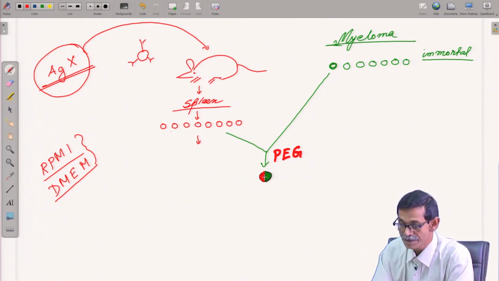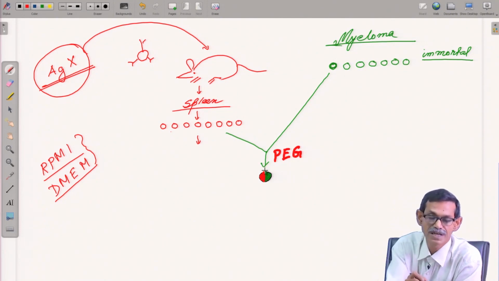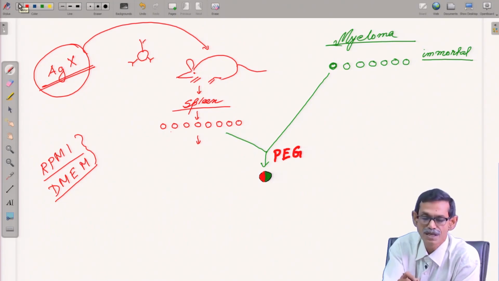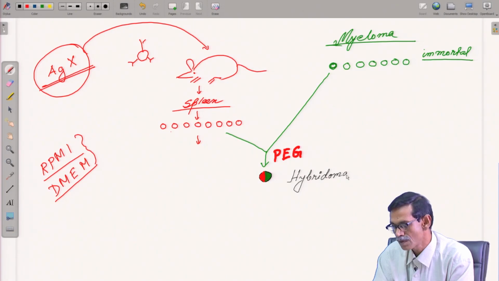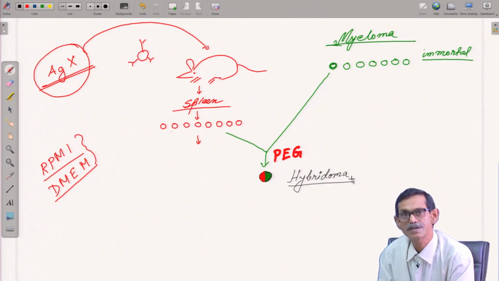Okay. So, now this kind of hybrid cell is generated, and that is why this technology is also called hybridoma. Hybridoma technology, that was actually discovered.